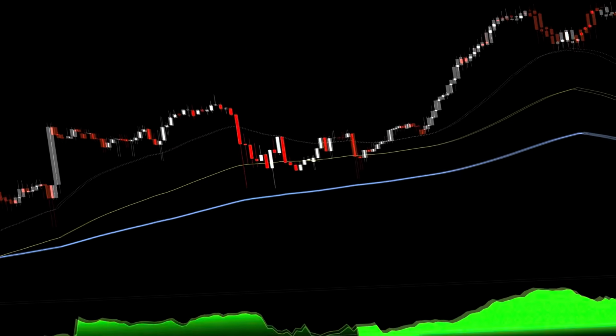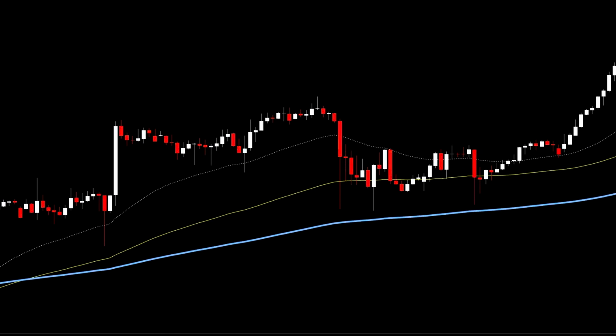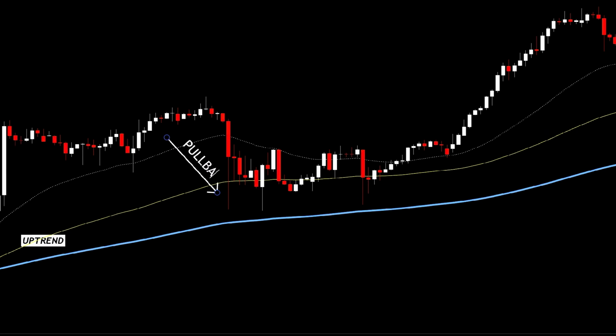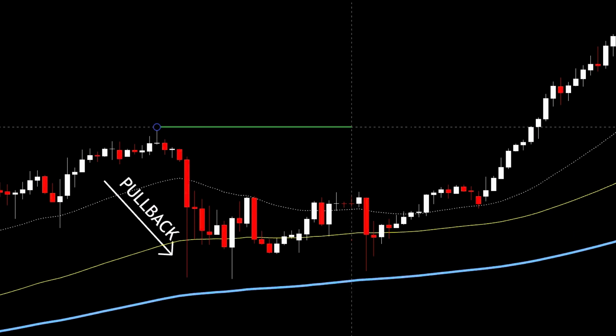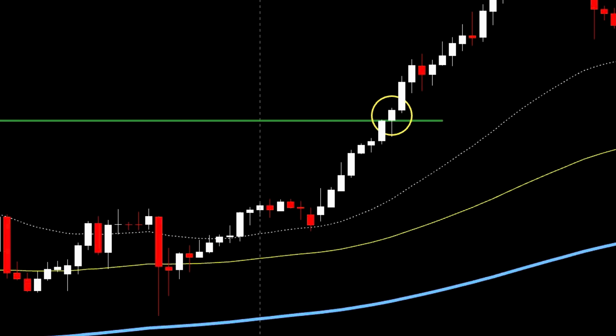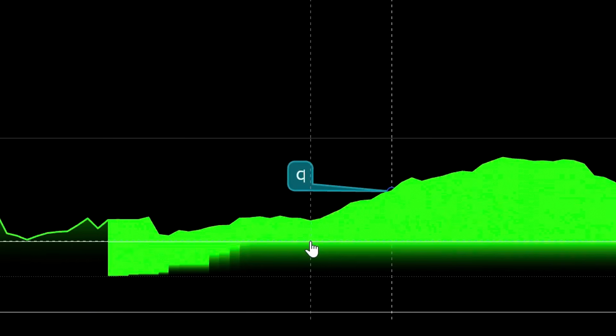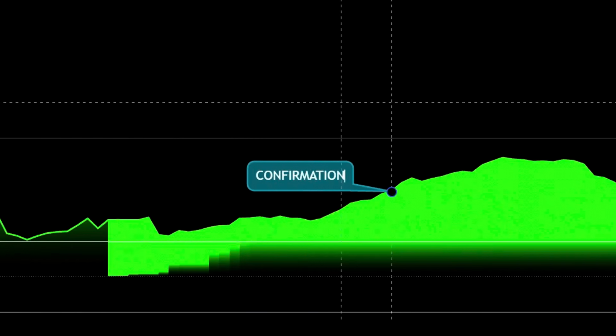I mean that. Trend changes. Now we're only looking for buys. You with me? Pull back to EMAs. Mark the swing high this time. Breakout above it. Momentum confirms. Trade.